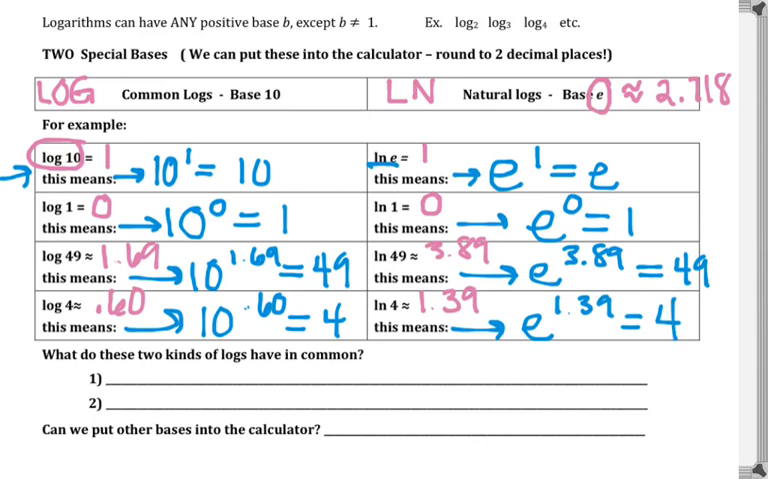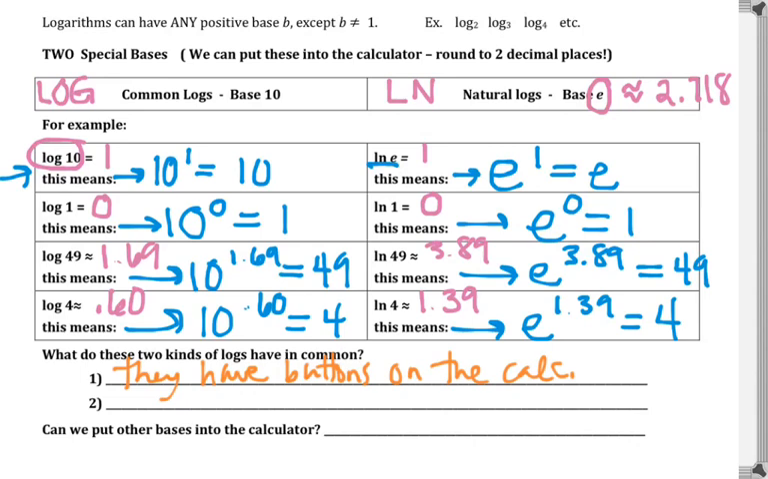So that's how you use your calculator to evaluate these things. But then it says a couple of lines down here, what do these two logs have in common? Well, one of the things they have in common is that they have buttons on the calculator. That's probably pretty obvious to you guys, but we're going to write that down. So that's number 1. They have buttons on the calc.